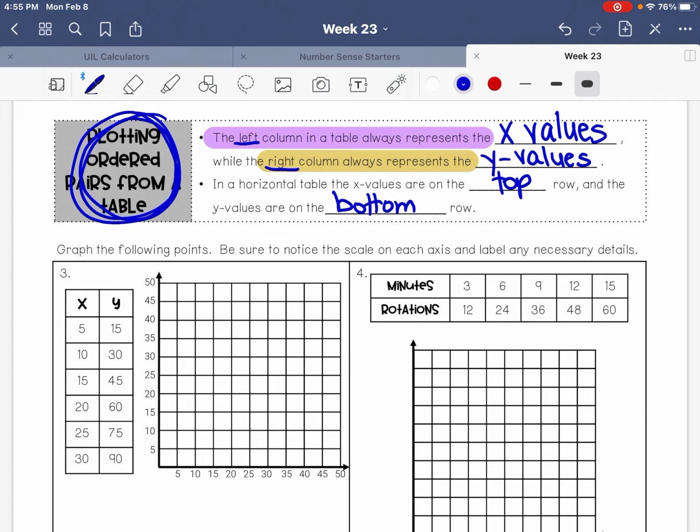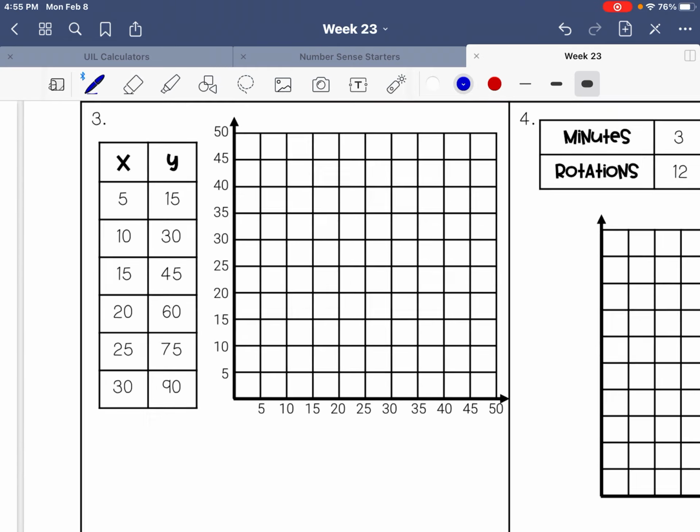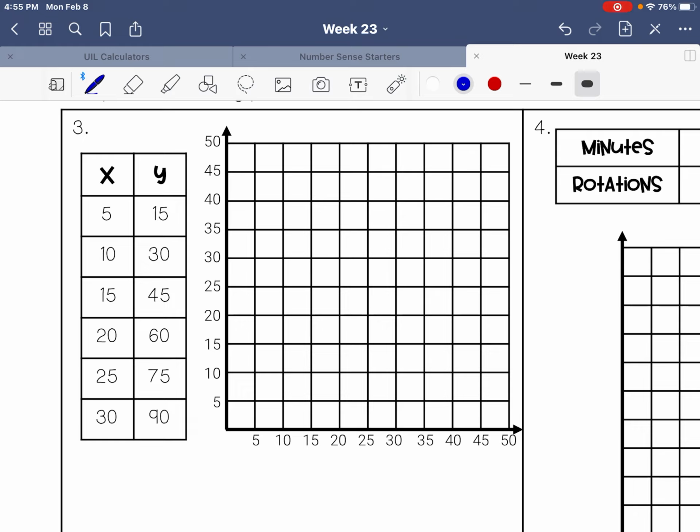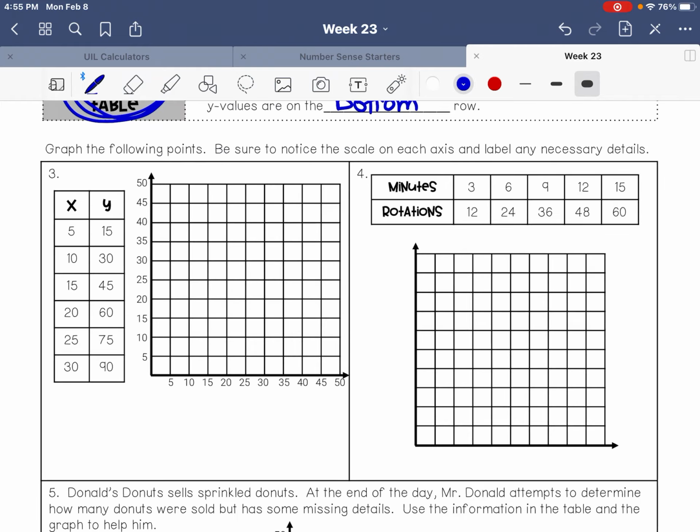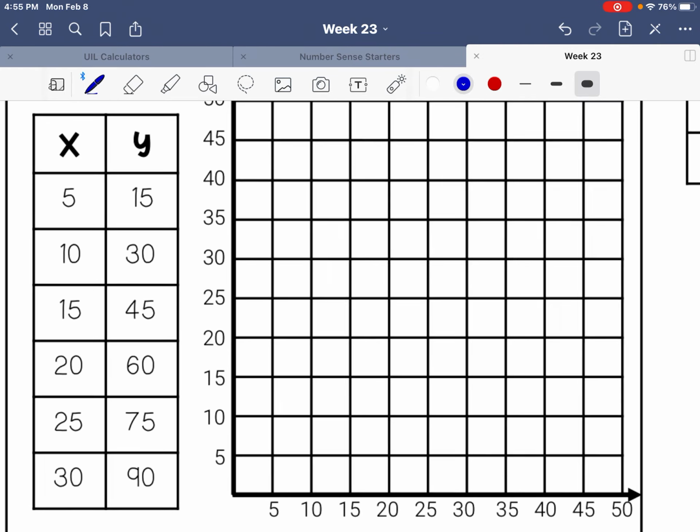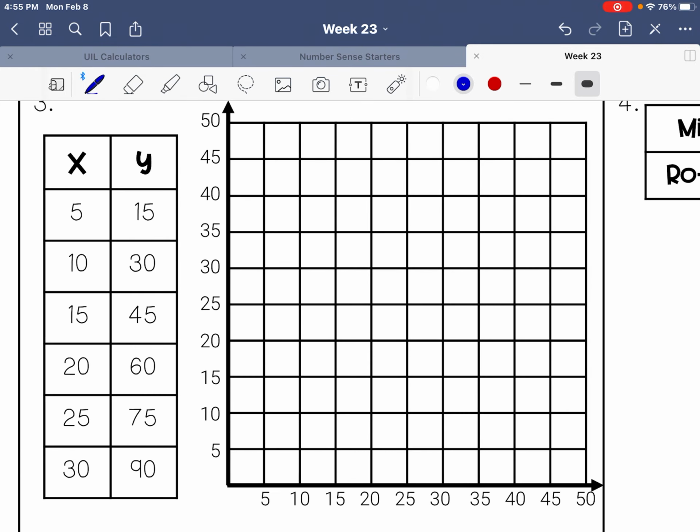All right, so graph the following points. Be sure to notice the scale on each axis and label any necessary details. So on this first set, number 3, we have x values of 5, 10, 15, 20, 25, 30. We have y values of 15, 30, 45, 60, 75, and 90. So we need to graph those on the coordinate grid right beside it. And again, this is only a positive one because most of what we'll be working with graphing will be positive numbers. Later on, you'll get into more negative numbers.